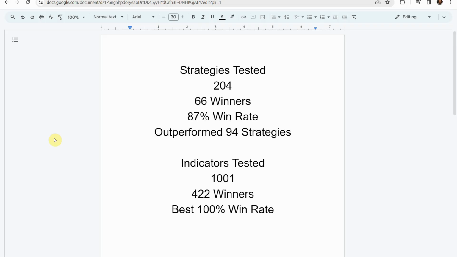Alright, as I said, today we'll be testing a 5-minute scalping strategy. Before we do though, I wanted to put the testing scoreboard up for everyone to see. So to date, we have tested a total of 204 different strategies, with 66 of them being winners. The best one so far was able to achieve an 87% win rate. That was achieved using the Academy of Forex indicator. And so far, since we've been keeping track, it has outperformed 94 other strategies that we have put it up against, every single one so far. And we have also tested a total of 1,001 indicators, with 422 of them being winners.